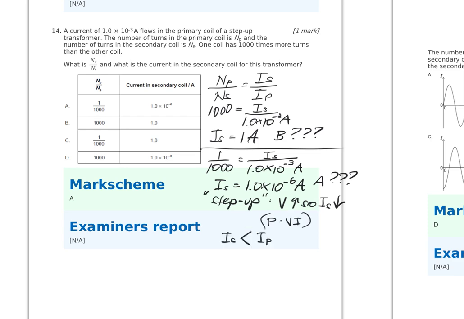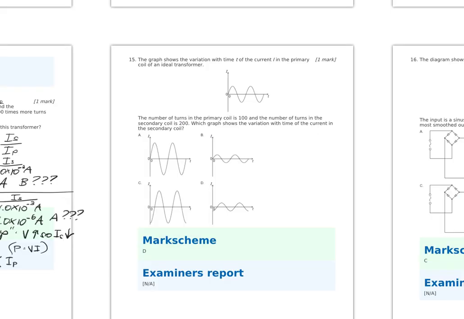And so if the current in the primary coil is a milliamp, then I don't want an amp in the secondary coil, I want a microamp. The answer is choice A, not choice B. So you had to see that point about the step-up transformer. Sneaky, sneaky. Next question.